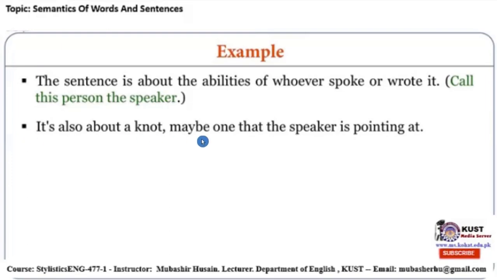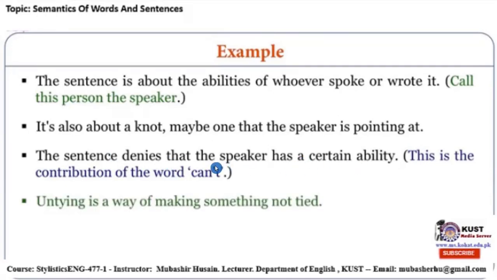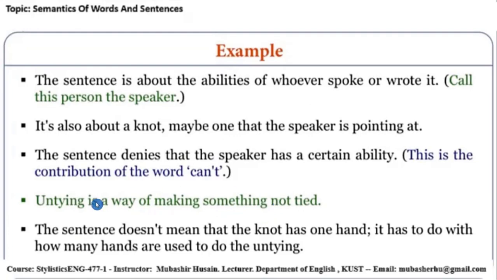It is also about a knot, tying a knot, maybe one that the speaker is pointing at. The sentence denies that the speaker has a certain ability. Untying is a way of making something not tied. So the sentence doesn't mean that the knot has one hand. It has to do with how many hands are used to do the untying.